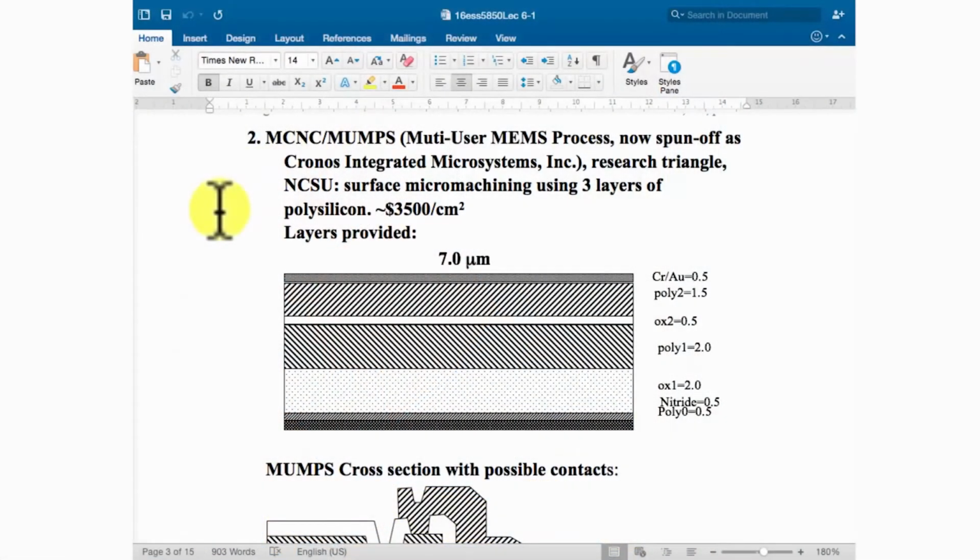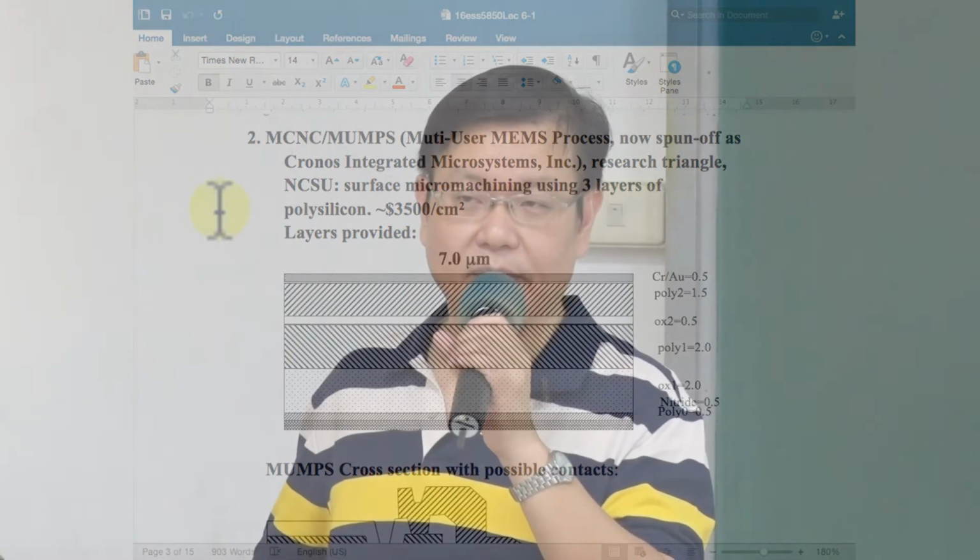MEMS means the multi-user MEMS process. The MEMS process is specially designed for surface micromachining people, different from the IC MOSIS process. The MEMS process, especially the surface micromachining process, usually uses polysilicon as a structural material.